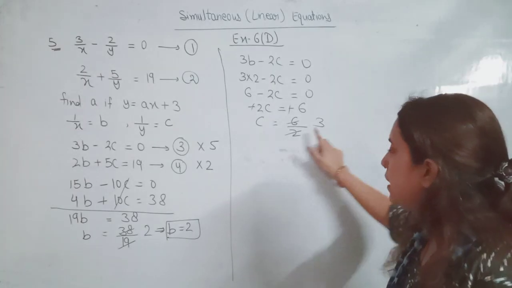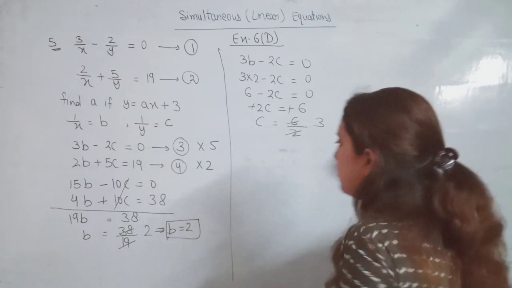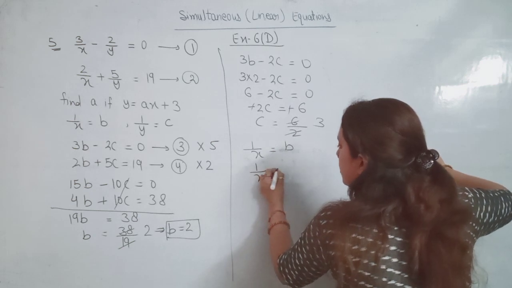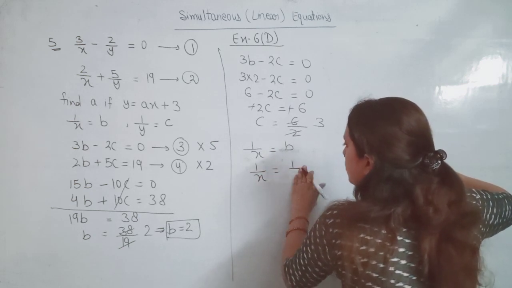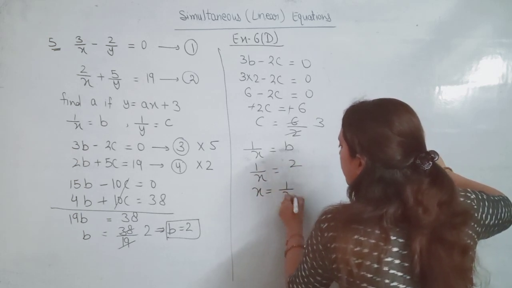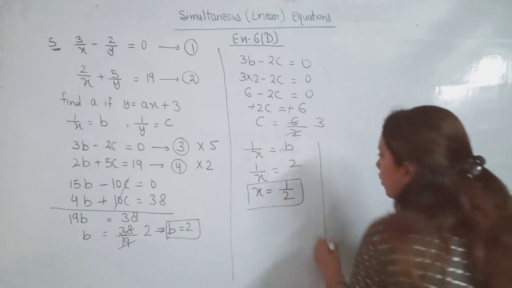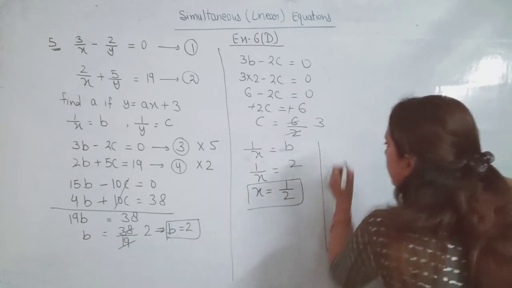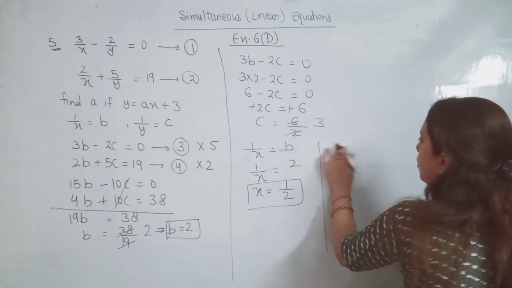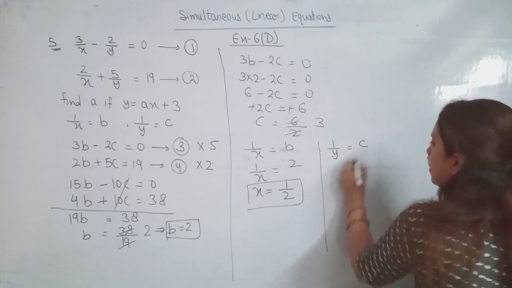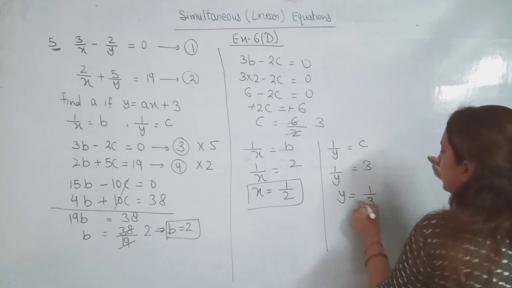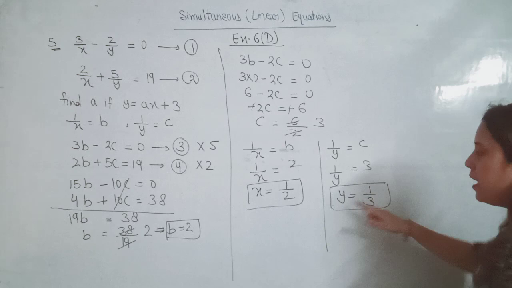Again put the values of b and c. 1/x = b, so 1/x = 2. So the value of x, by cross multiplication, is 1/2. And now when we put the value of c, 1/y = c, 1/y = 3. So y = 1/3. This is the value of x and y.